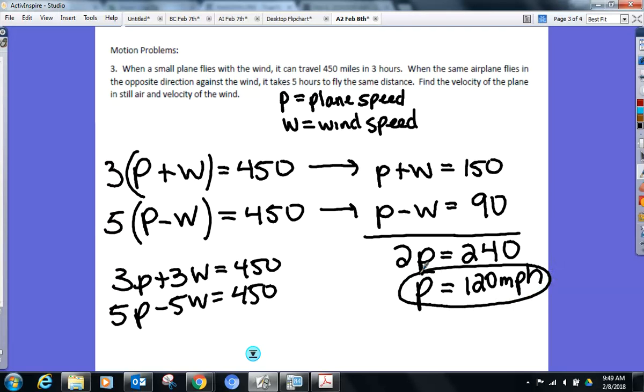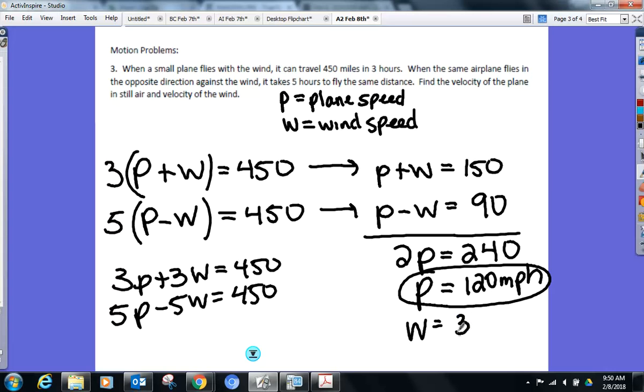So the plane speed, 120 miles per hour. How are you going to find the wind speed? Plug it back in. You can plug it back in anywhere here. You probably would prefer to plug it into either one of these, right? So 120 for my plane speed. My wind speed would be what if they have to add up to 150?